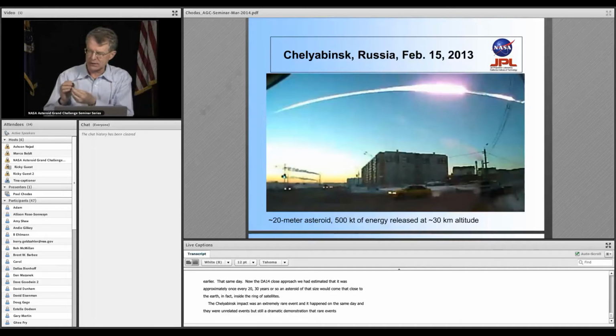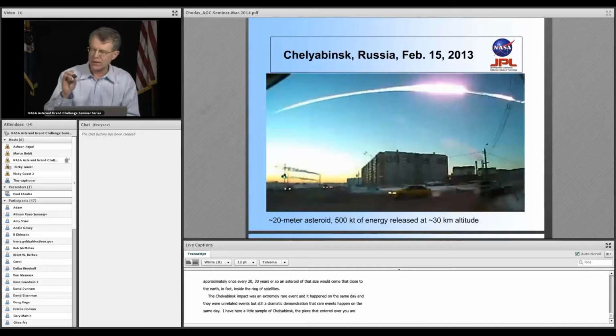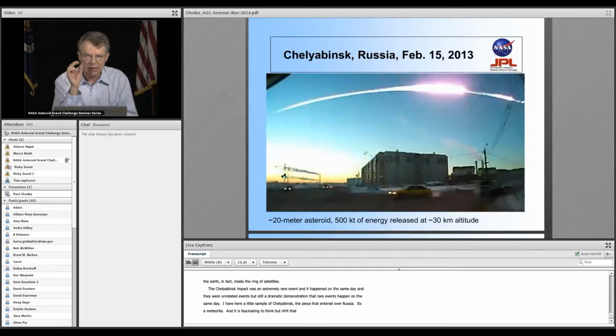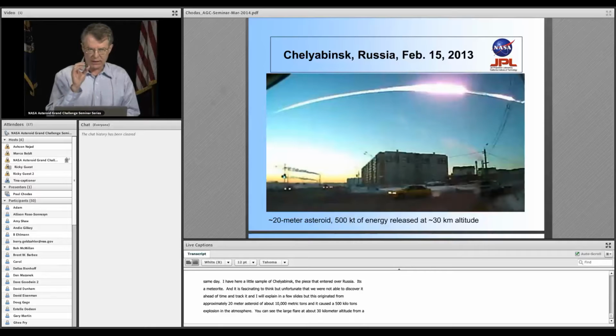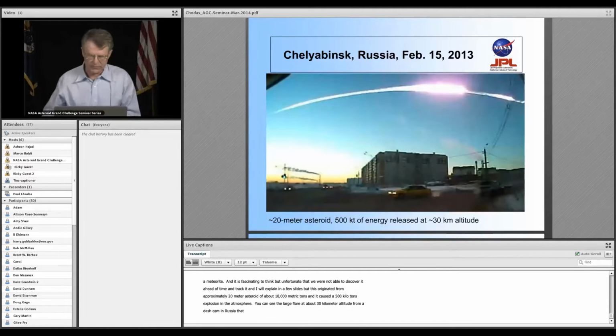Now, I have here a little sample of Chelyabinsk, the piece that entered over Russia. It's a meteorite. It's a stony meteorite. It's fascinating to think. It's just unfortunate that we weren't able to discover this ahead of time and track it and see it coming in, and I'll explain why in a few slides. But this originated from approximately a 20-meter asteroid of about 10,000 metric tons, and it caused a 500 kiloton explosion in the atmosphere. You can see the large flare at about 30-kilometer altitude in this photo from a dash cam in Russia that morning. Fascinating event. It demonstrates that we need to keep track of these and discover as many of them as possible.